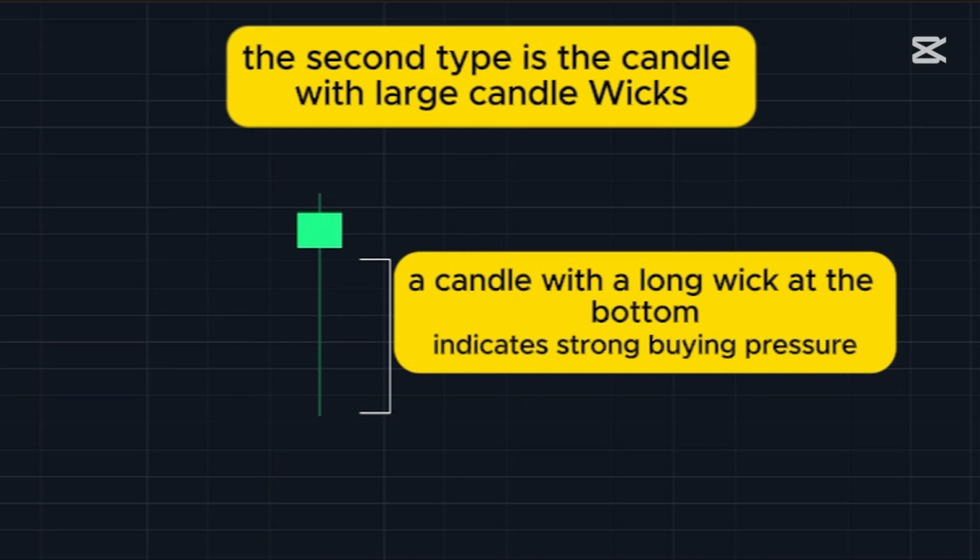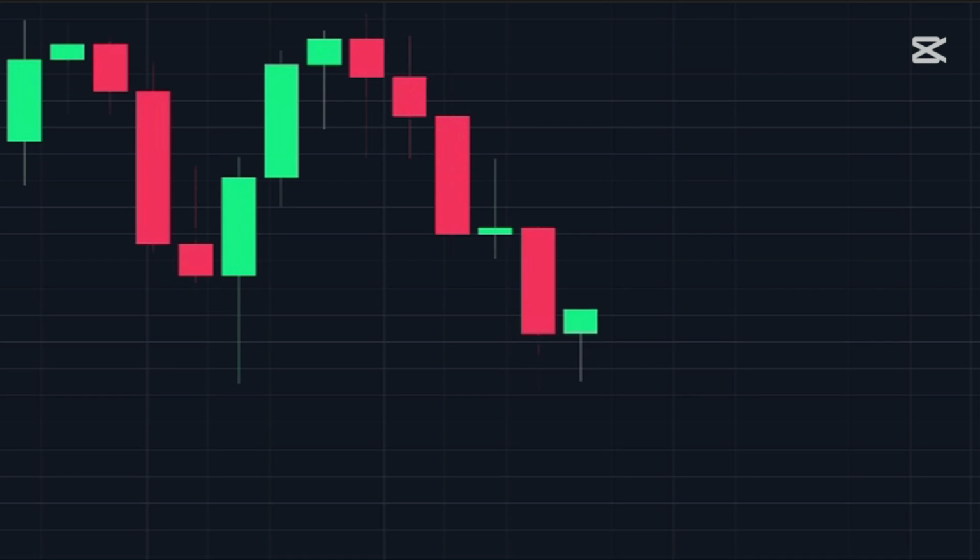For example, a candle with a long wick at the bottom indicates strong buying pressure. A long candle wick at the bottom shows the price must have dropped a lot at one time. However, before the candle closes, buyers are strong enough to push prices back up. This is why a long candle wick below indicates strong buying pressure.